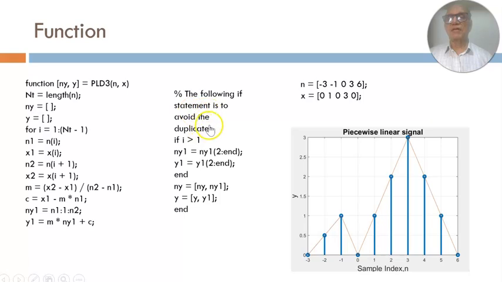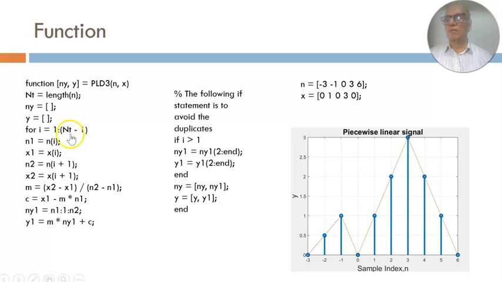The following if statement is to avoid duplicates. So if i is greater than 1, note first time you don't have to do it, but as soon as i is greater than 1, you have to take care of this. So your ny1 starts from the second value itself and not from the first value, because otherwise it will cause duplication. So that you do for ny1, that is for the sample index, and you do it also for the sample values. Okay. And then this ends.